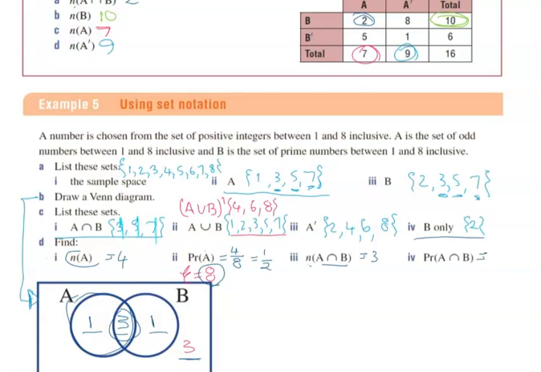A and B is our middle number, which is our 3. So 3 over 8, and we can't simplify that.